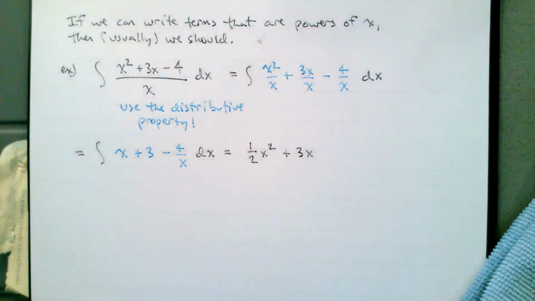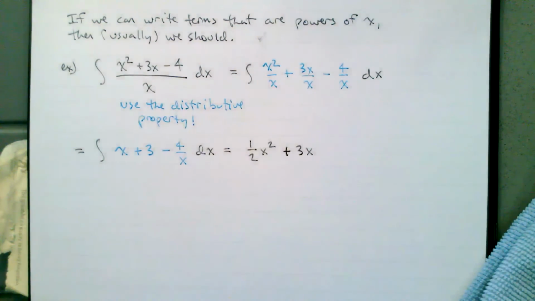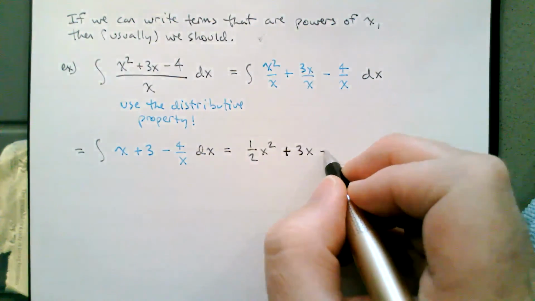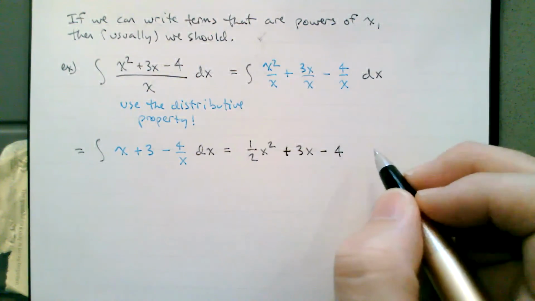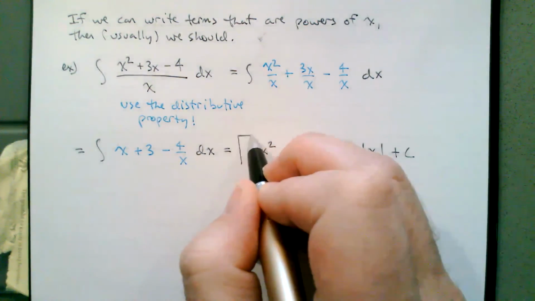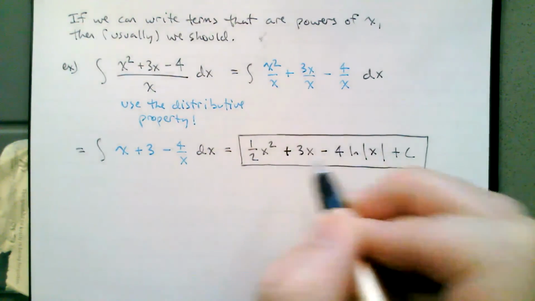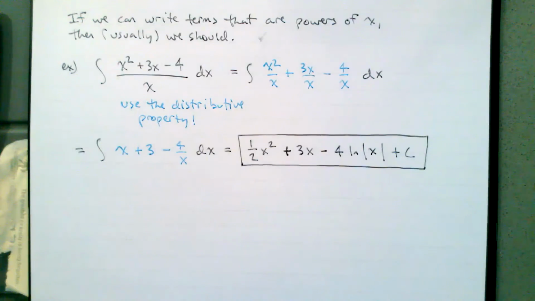With 4 over x, with x to the -1, we can't add 1 to the exponent and divide by the new exponent. Otherwise, we'd end up dividing by 0, and then the math cops would come and get us. They're on high alert right now because they know we're doing integration. So let's be really careful. The integral of 4 over x, -4 is just a constant multiple, and the integral of 1 over x is the natural log of the absolute value of x. And then plus c because we want the general antiderivative. So using our distributive property, we were able to rewrite the function as terms that are powers of x, and that made things easy.